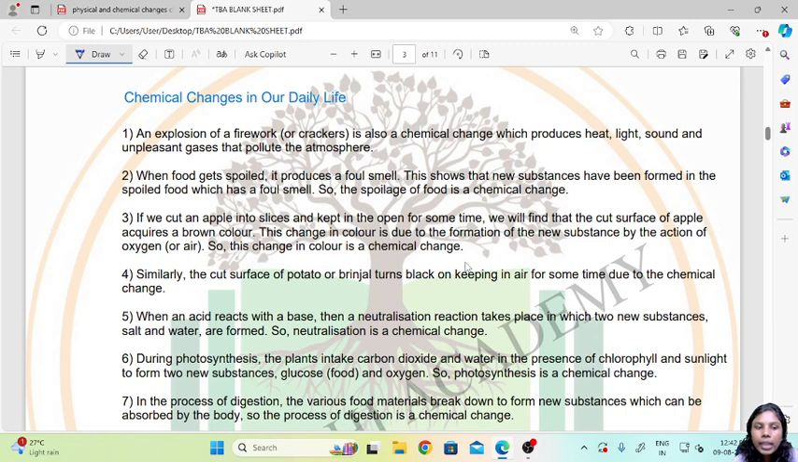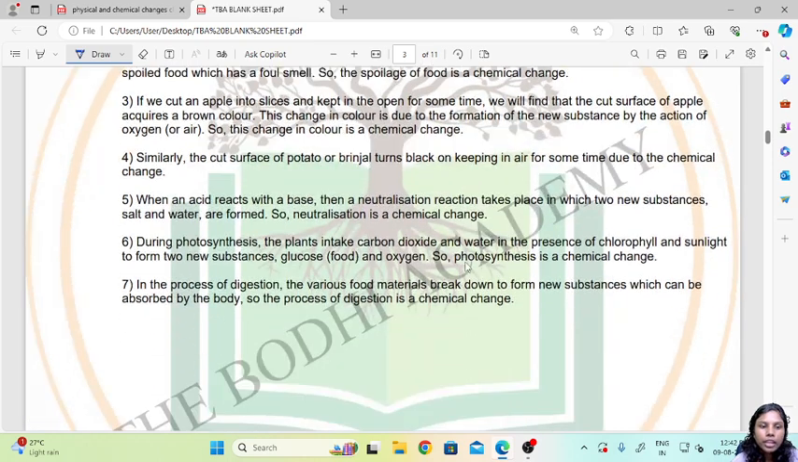Next, if we cut an apple into slices and keep it in the open for some time, we'll find that the cut surface of the apple acquires a brown color or it turns reddish. So this change in color is also due to the formation of a new substance by the action of oxygen or the air. So this change in color is also a chemical reaction. Similarly, if you cut the surface of a potato, same thing, it turns slightly black. That is also an example of a chemical reaction.